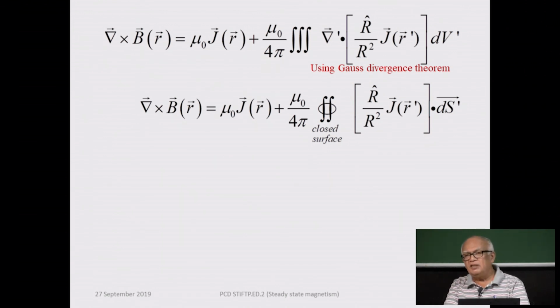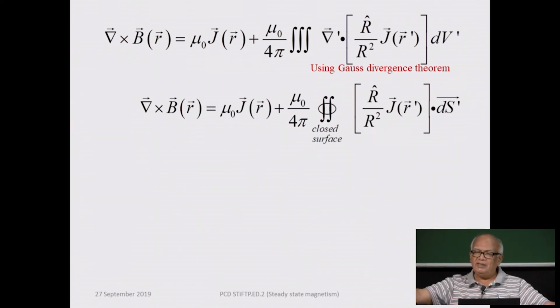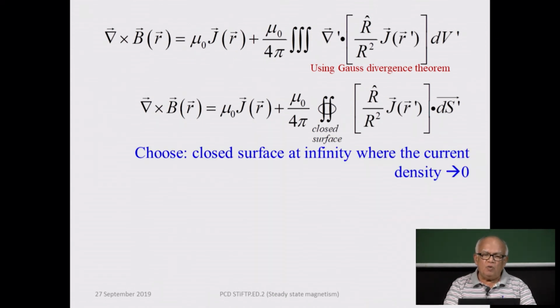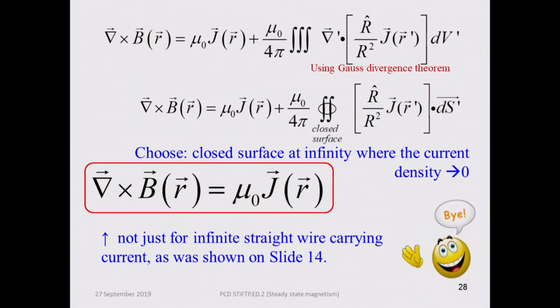And what surface is this? I can choose this surface very far away to include the whole region, and out there there is no current density, no material current density flowing at infinity. I go far enough, and when I do that, the second term vanishes and I am left with only the first term, which is the same result as we got for a straight wire, and this is for an arbitrary wire. This is amazing, is it not?